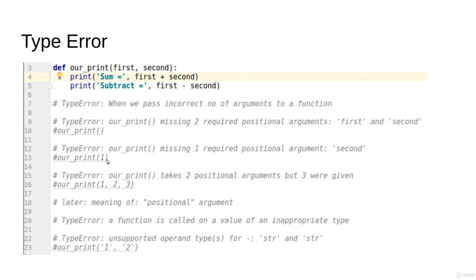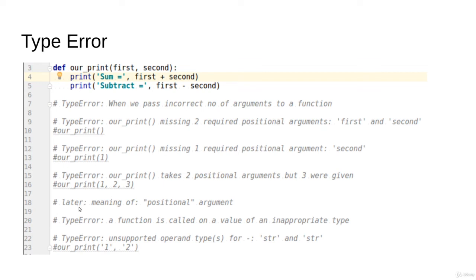If you pass only 1 argument to our print, it says missing 1 argument. Now let's pass more than 2 arguments. Let's pass 3: 1, 2, 3. It will tell you that the function takes 2 arguments, but 3 were given. So you provided here 3 arguments, but only 2 are accepted.